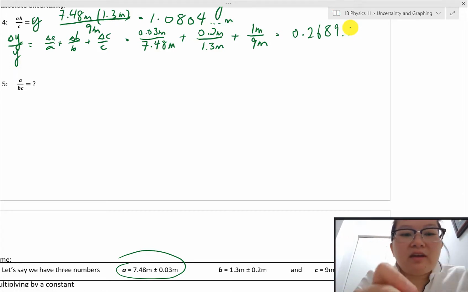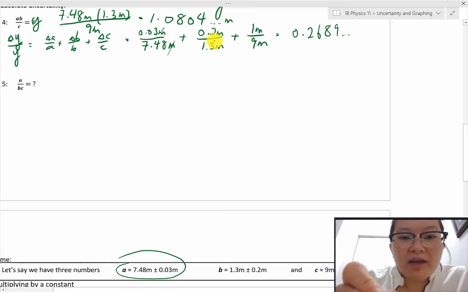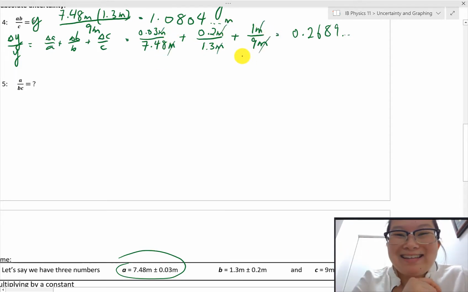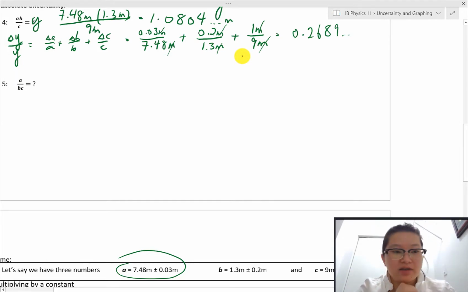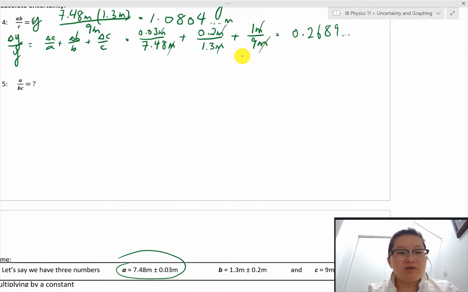So technically speaking, these units at the top and the bottom cancel. So I'm adding unitless numbers to give me a total of a unitless number anyways, okay? So keeping all those digits saved, I am not done yet.